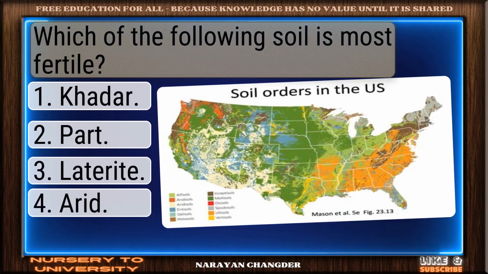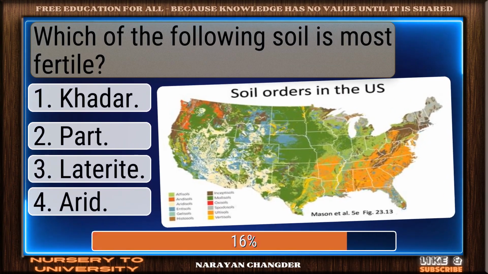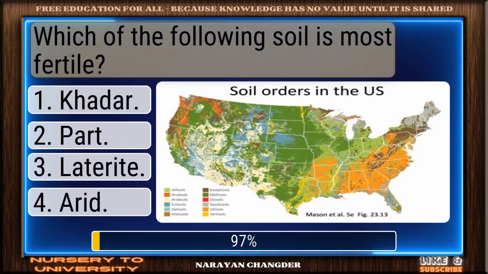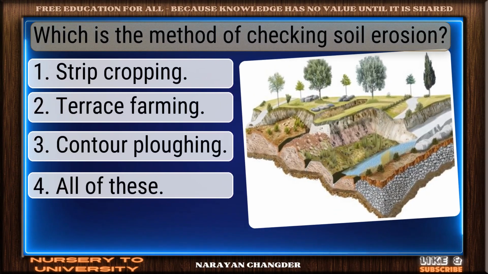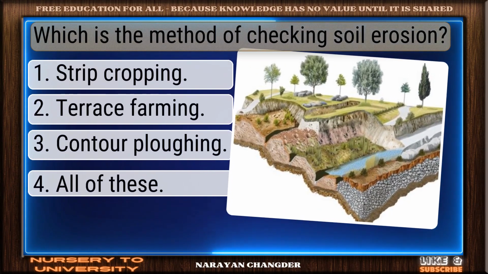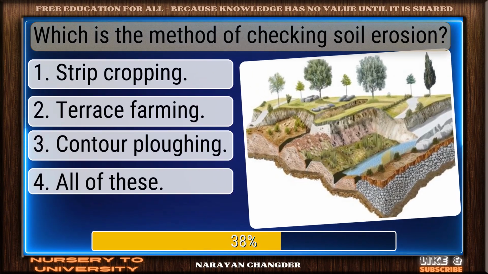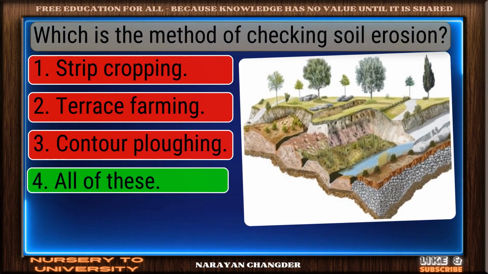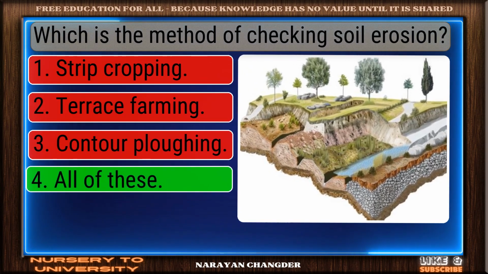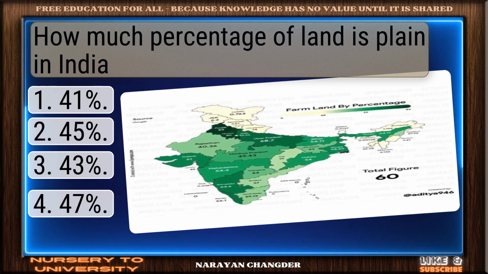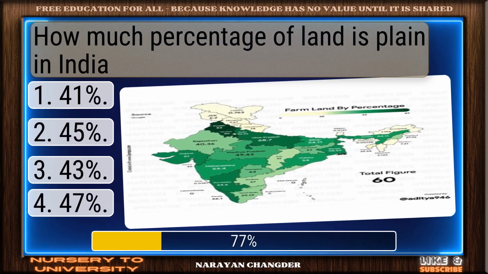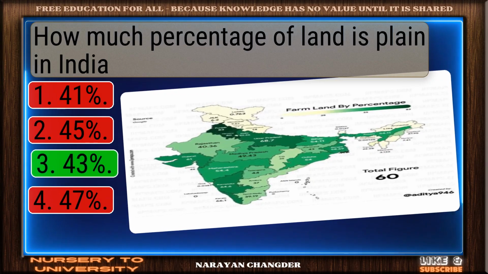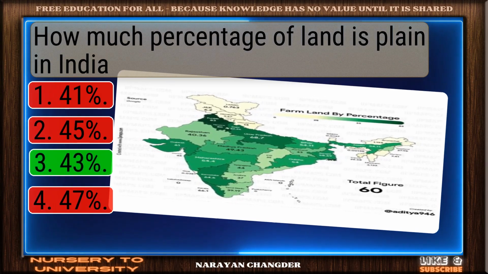Which of the following soil is most fertile? You got it. Khadar fits. Which is the method of checking soil erosion? Correct response. All of these is accurate. How much percentage of land is plain in India? Smart move. 43% is the accurate answer.